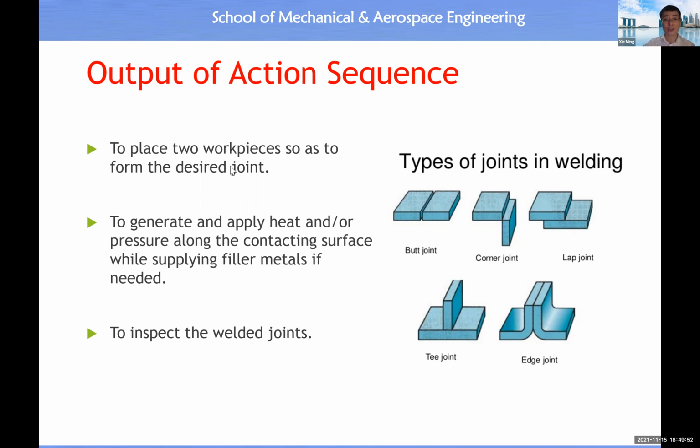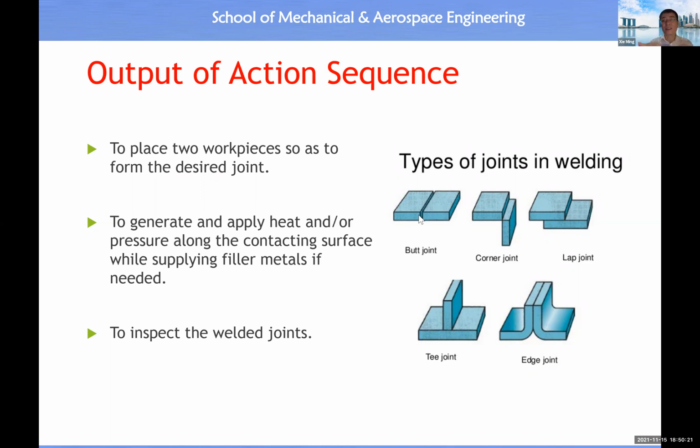First, place the two workpieces together so that they form a desired joint, such as the joints you see like this. This is a parallel coplanar joint. This is a perpendicular joint, and this is a parallel joint but with offset in the vertical direction. And this is a perpendicular joint. All right.